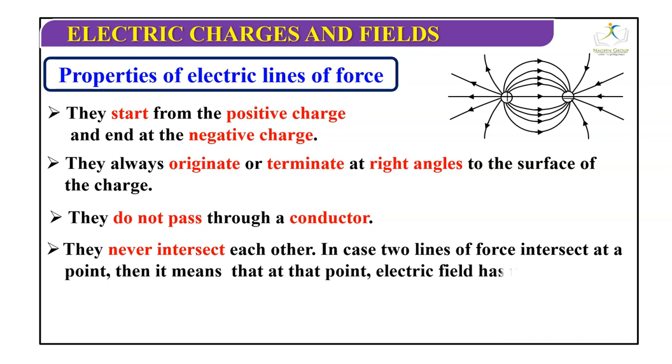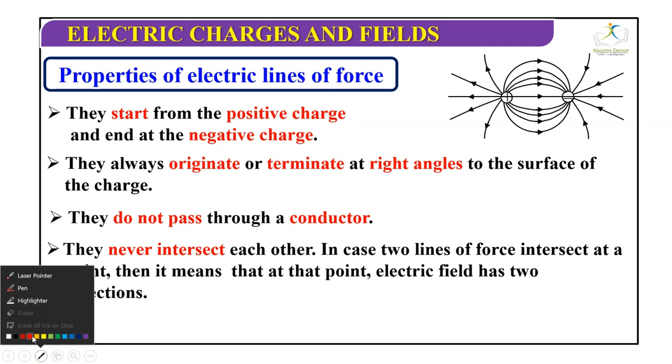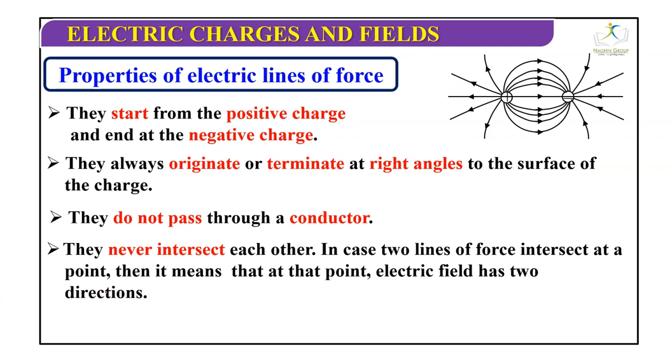In case two lines of force intersect at a particular point, that means at that point the electric field has two directions or two tangents, which can't be possible.